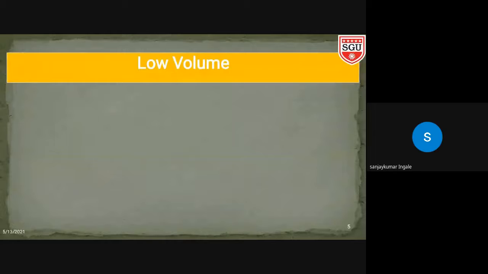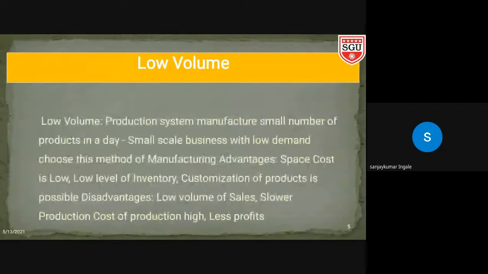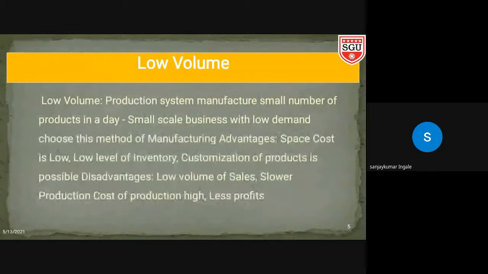Low volume. Here, the manufacturer produces a small number of products daily. This type of production is good for low scale businesses. The advantages of low volume are that space cost is low, the level of inventory is low, and customization in product is possible. Disadvantages: the sales are low and there is less profit.